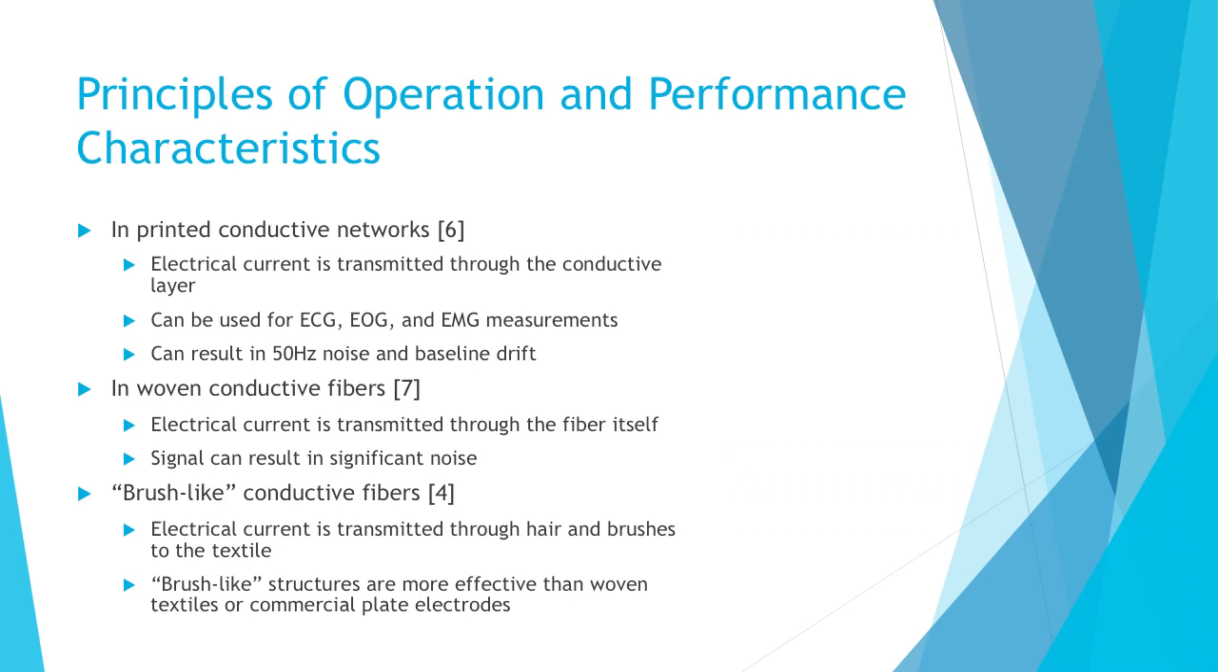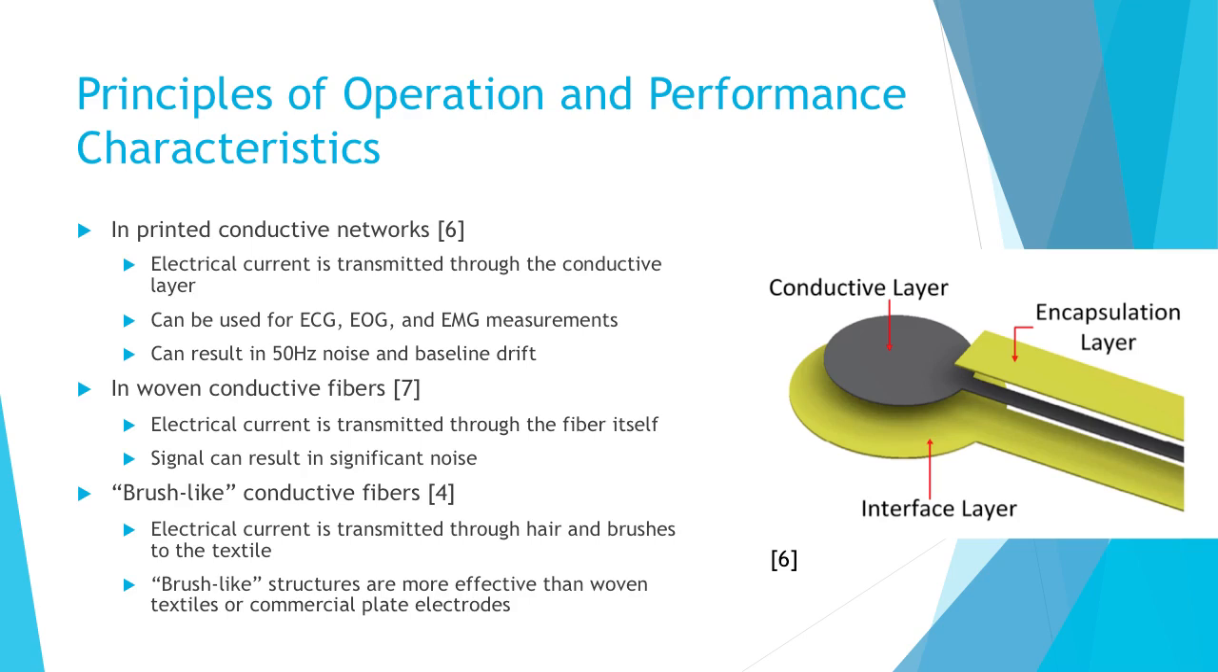The principles of operation and their performance characteristics are slightly different for the different manifestations of conductive networks on textiles. In printed conductive networks, the electrical current is transmitted through the conductive layer on the surface of the textile, as shown. Paul et al. show this method to be useful in ECG, electrooculography or EOG, and EMG measurements.